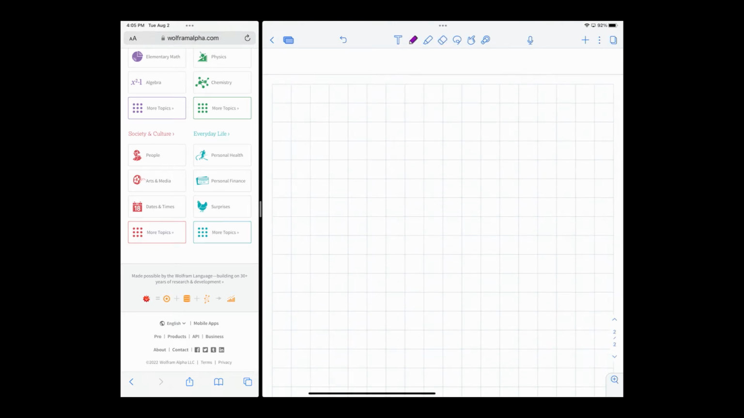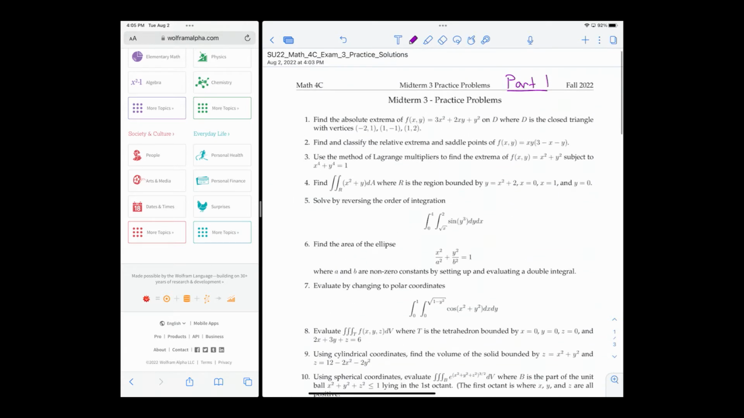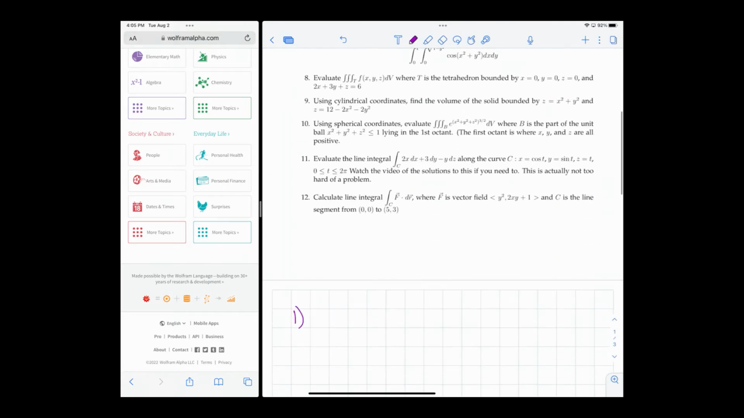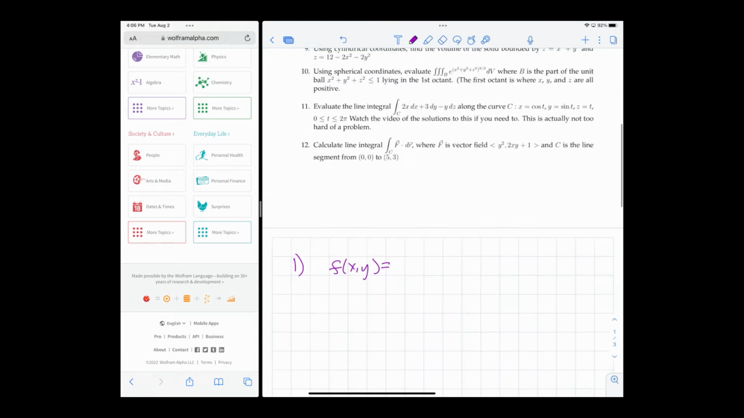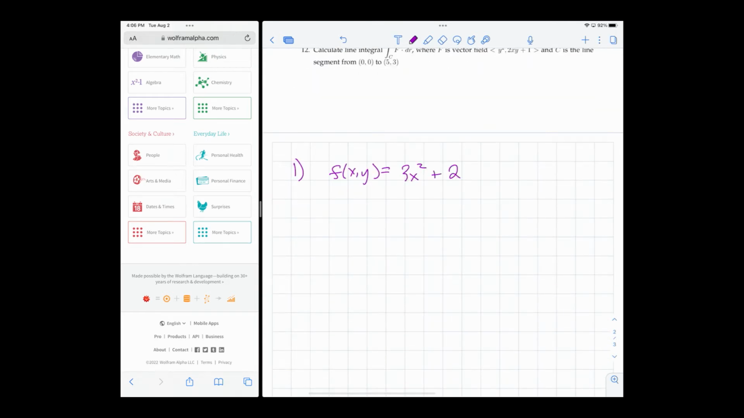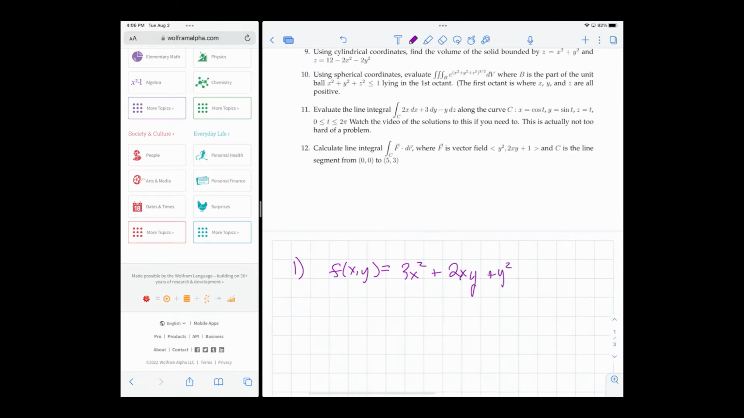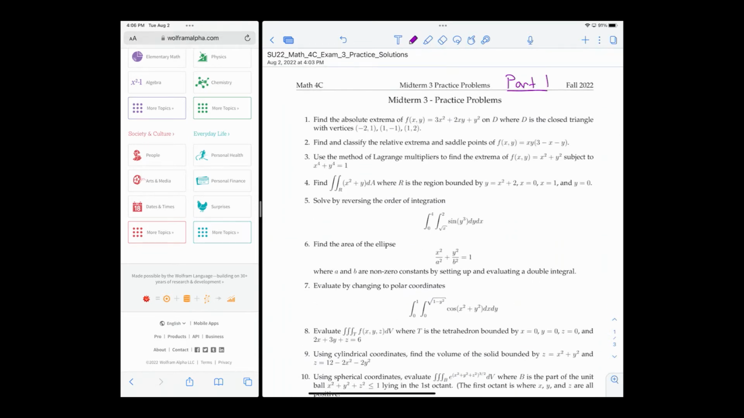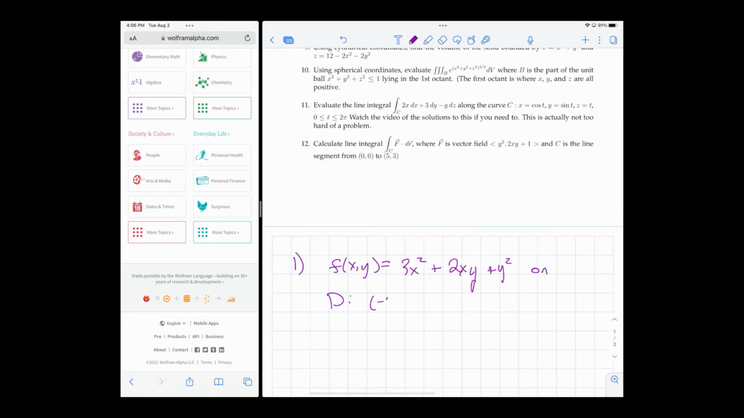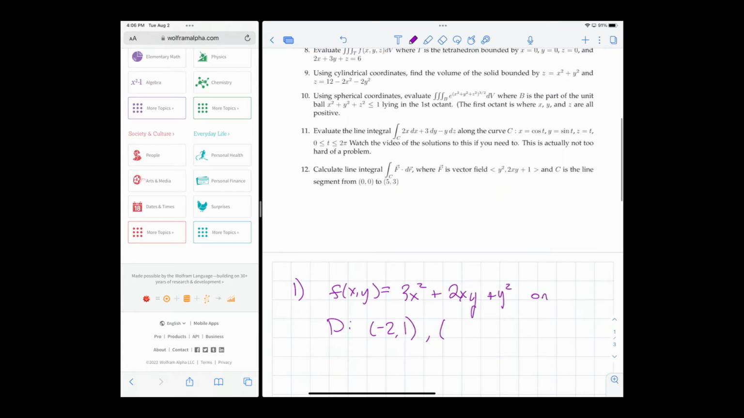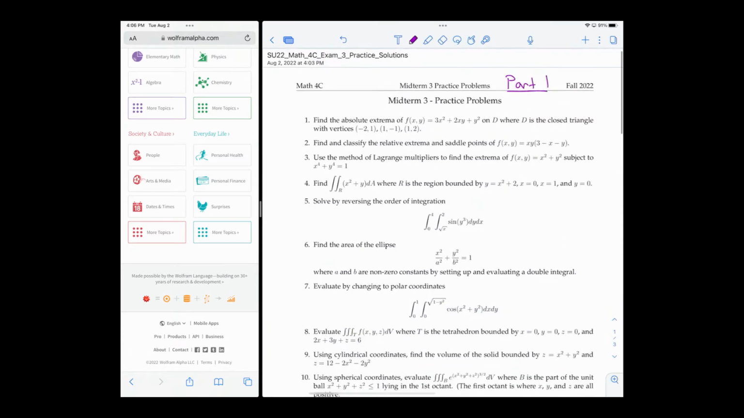So problem 1 here, we are going to be finding an absolute extrema of some function. So the function is f of x, y equals 3x squared plus 2xy, I think, plus y squared on a domain D, where D is a triangle with vertices at -2, 1; 1, -1; and 1, 2. This is not a description of D, actually. It's the triangle enclosed by these points.